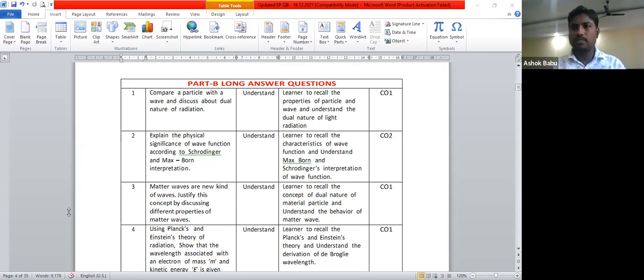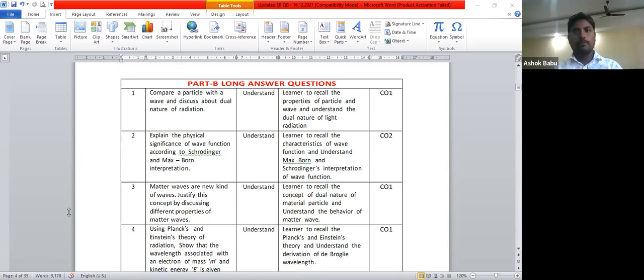Dual nature means I have taken two examples where the particle acts as a wave and where the wave acts as a particle. By taking two examples, I explained the dual nature of radiation in the class. What examples have I taken? The photoelectric effect we have taken. Using the photoelectric effect, we explain the dual nature of radiation.